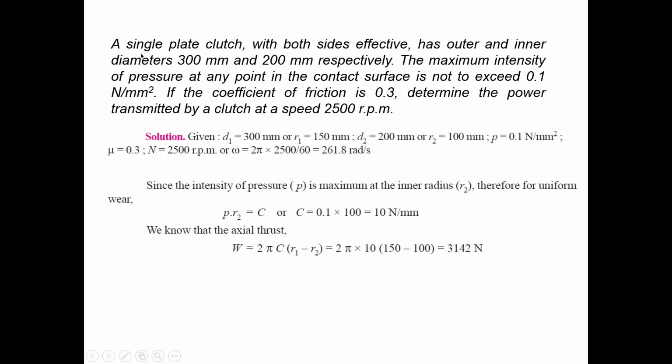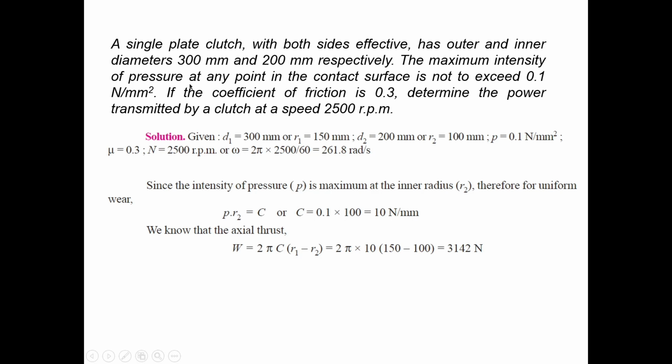In the question, it is given as a single plate clutch, first of all. Then with both sides effective. What does that mean? Both sides effective means the contact surface area is effective on two sides. So we have to take the small n value as 2. And they have given us outer and inner diameters. Outer diameter D1 as 300 mm and inner diameter D2 as 200 mm.